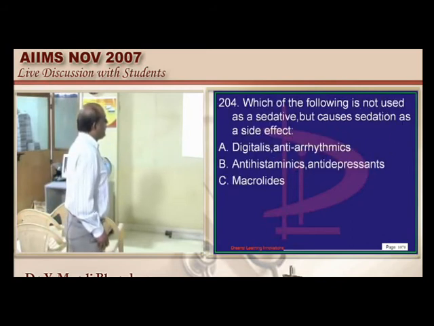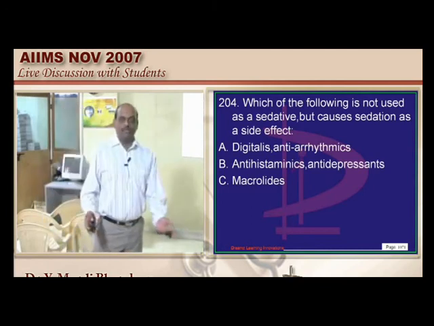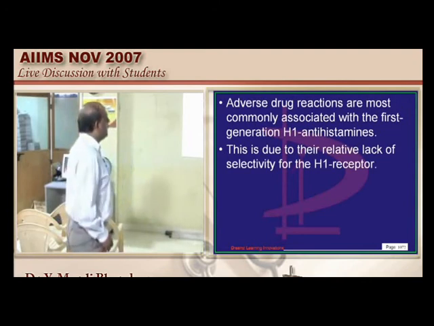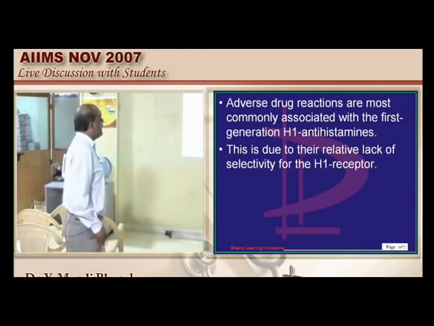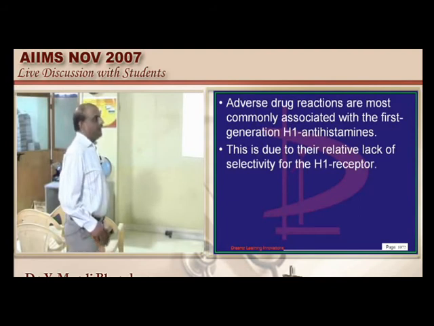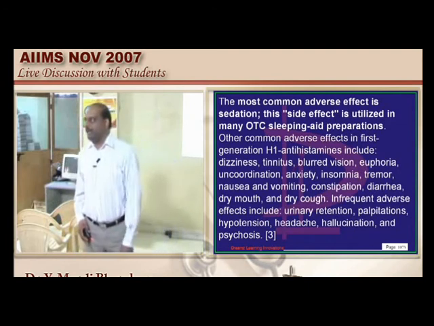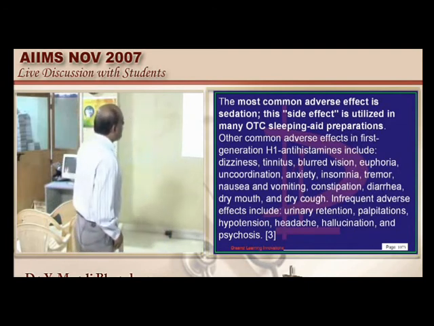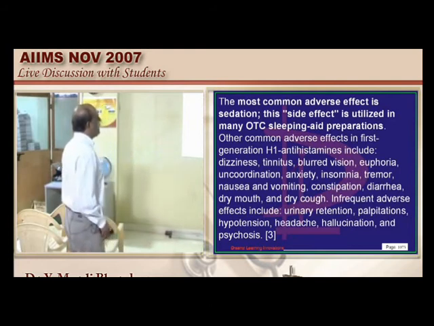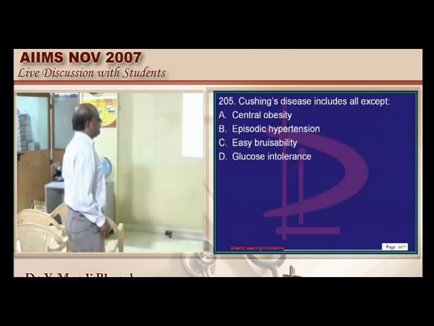Now let's go to the next question. Which of the following is not used as a sedative, but can lead to the development of sedation? All of you know first generation antihistamines. They are very much known for their sleep promoting action, and tricyclic antidepressants also. What is their main problem? They are anticholinergic. That's the reason they can cause urinary retention, dry mouth, constipation, sedation, weight gain, sexual dysfunction. They are all the important adverse effects.